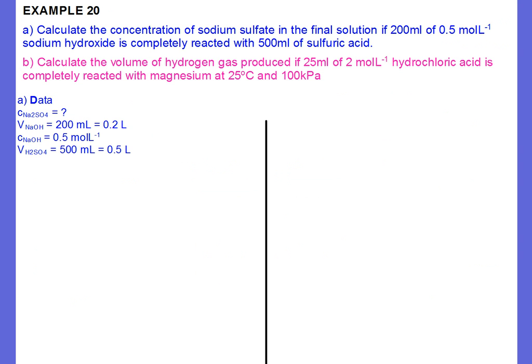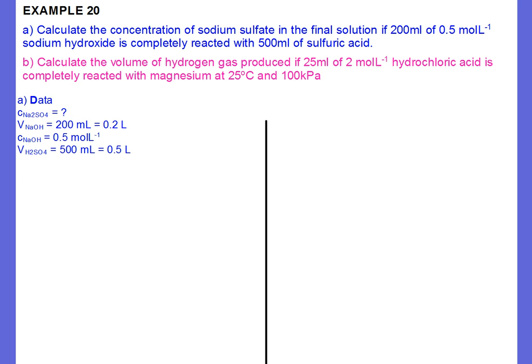Okay, so the question's told us we're trying to find the concentration of sodium sulfate. The volume of sodium hydroxide is 200 mL, but don't forget we need to use litres in chemistry, so we've got to convert that to 0.2 litres. The concentration of the sodium hydroxide given to us in the question is 0.5 moles per litre, and therefore we put that in here. And the volume of sulfuric acid reacted is 500 mL, once again converted to litres gives us 0.5 litres.